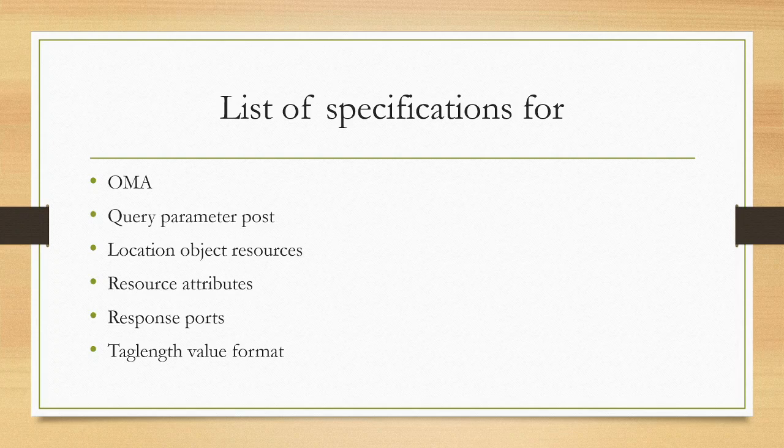Third is location object resource. It has single instances which are specified by an ID as follows: 0 for latitude, 1 for longitude, 2 for altitude, 3 for uncertainty, 4 for velocity of non-static devices moving, 5 for timestamp. Then fourth is resource attributes. Attribute assignment is using an ID which is an integer for resource ID.